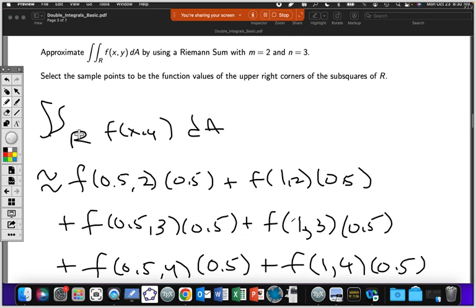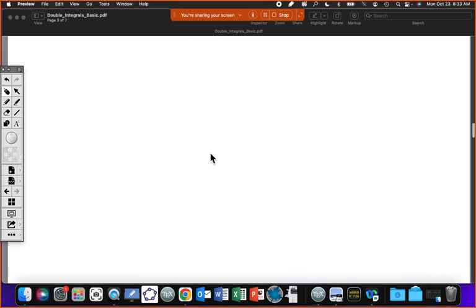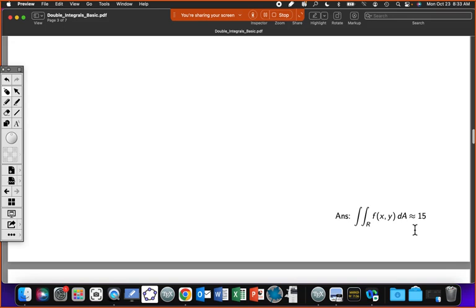So in each case, we're sampling the function in those little rectangles. Think of that as a height, either above or below the plane. And then our dA, think of this as the area of the base. You can go through all those calculations, and you should get roughly 15. Okay.